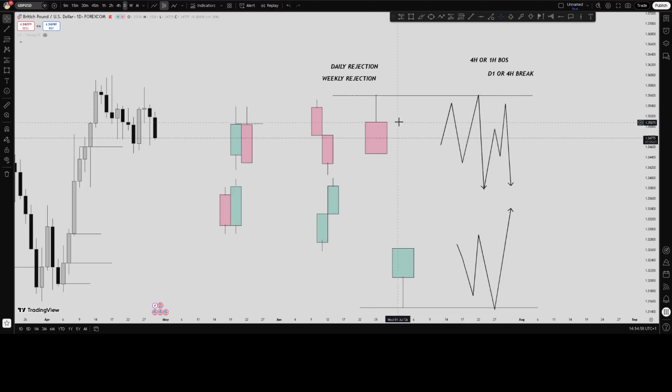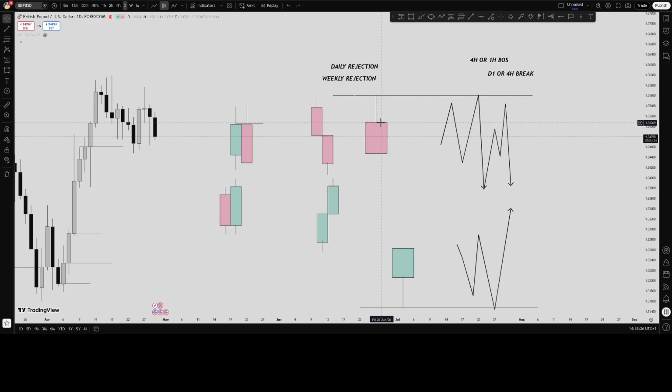Once price taps on that key level, just wait for price to break structure on either the 4 hours time frame or the 1 hours time frame. I repeat again, it must break structure on the 4 hours time frame or on the 1 hours time frame. These two things, you are expecting to see price do this. Now, on the weekly time frame, price needs to recheck on any of these key levels.